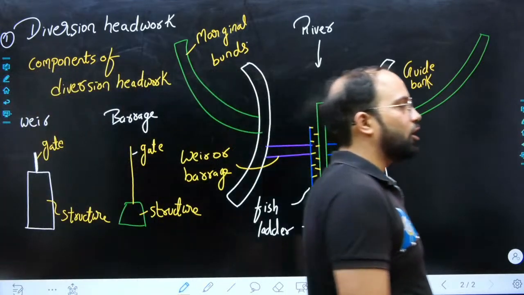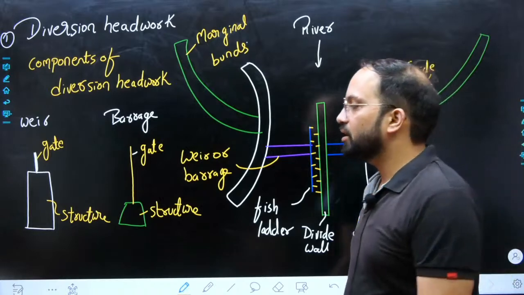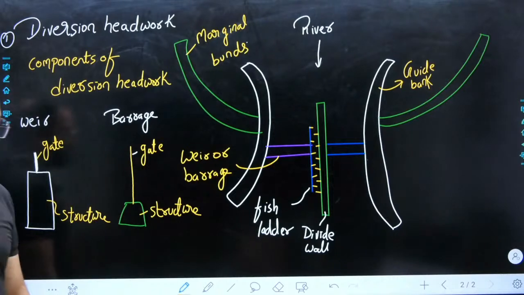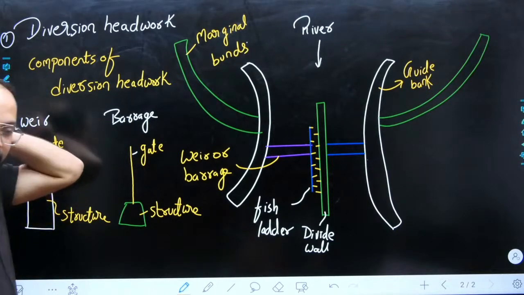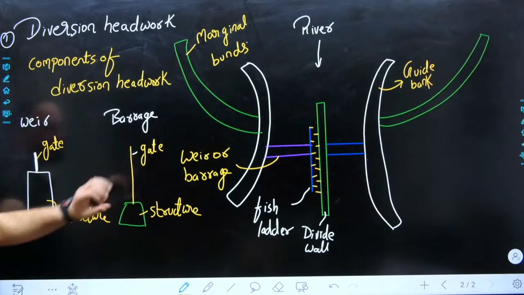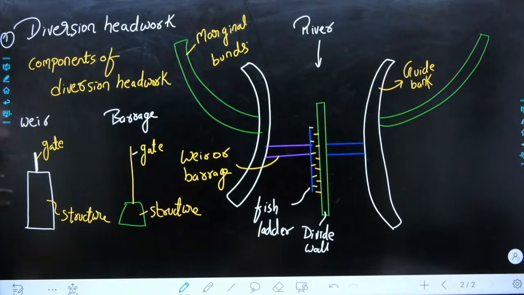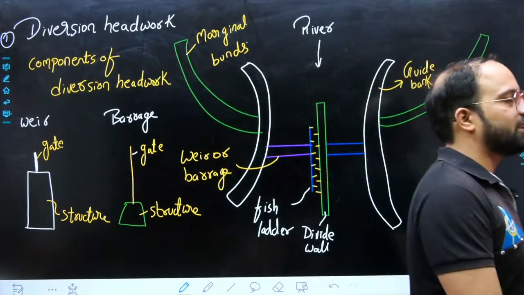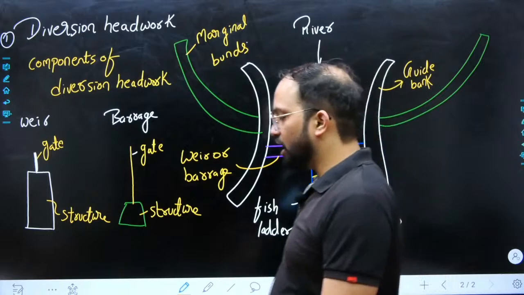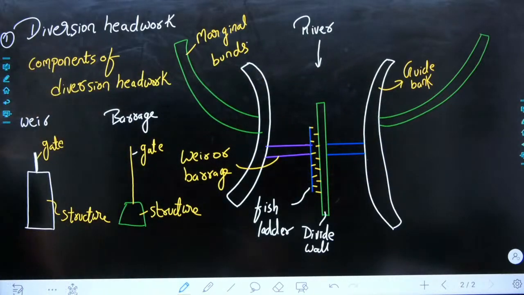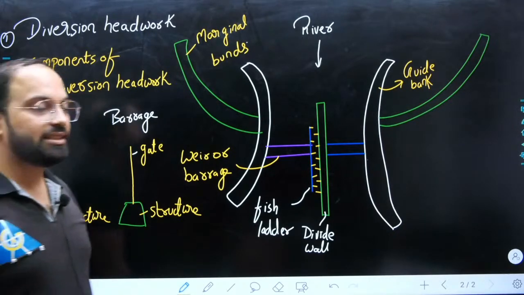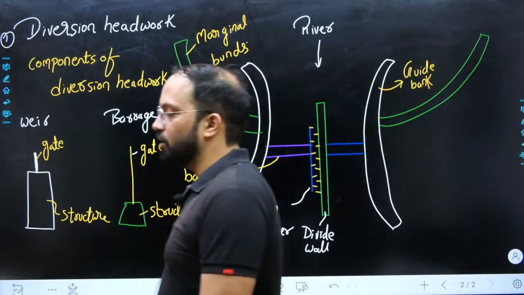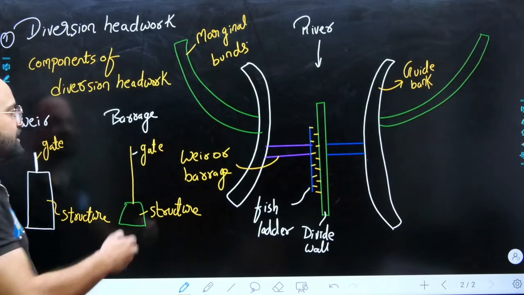Now tell me which is more costly: whether I provide a weir or a barrage? As you see, in a barrage the gate part is more, in a weir the gate part is less. In a weir the structural part is more, in a barrage the structural part is less. So what is more costly, a gate or a structure? Very good, barrage is more costly because of the gate, because it has more gate part and less structural part.